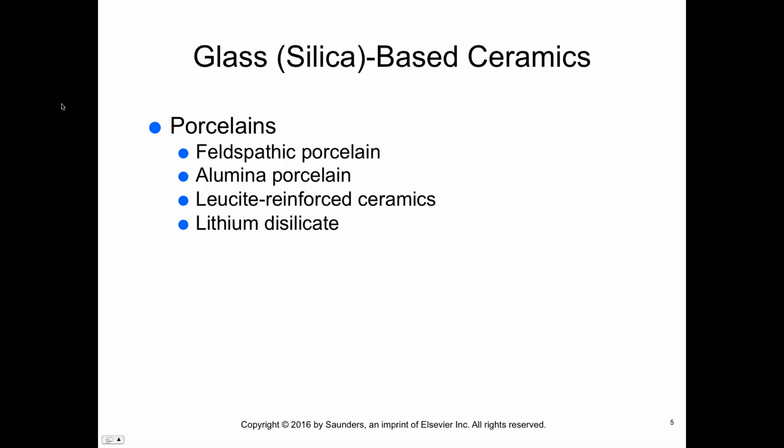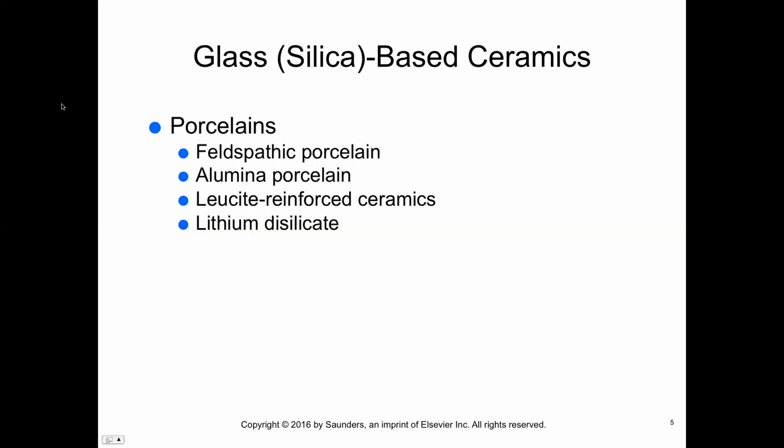Feldspathic porcelain is manufactured from fine crystalline powders of alumina, feldspar, and silica oxide mixed with a flux of sodium or lithium carbonate. As the powder is heated, the porcelain particles fuse together, and this is called sintering. It is used frequently for veneers.